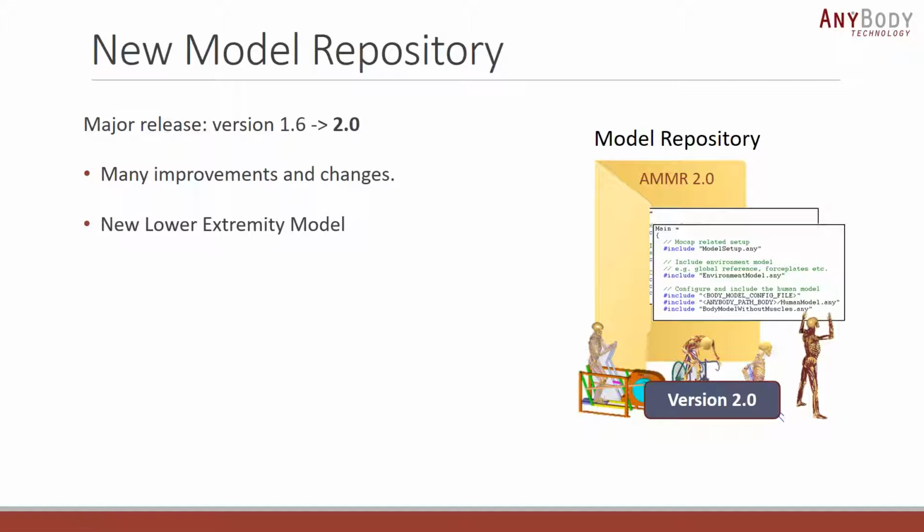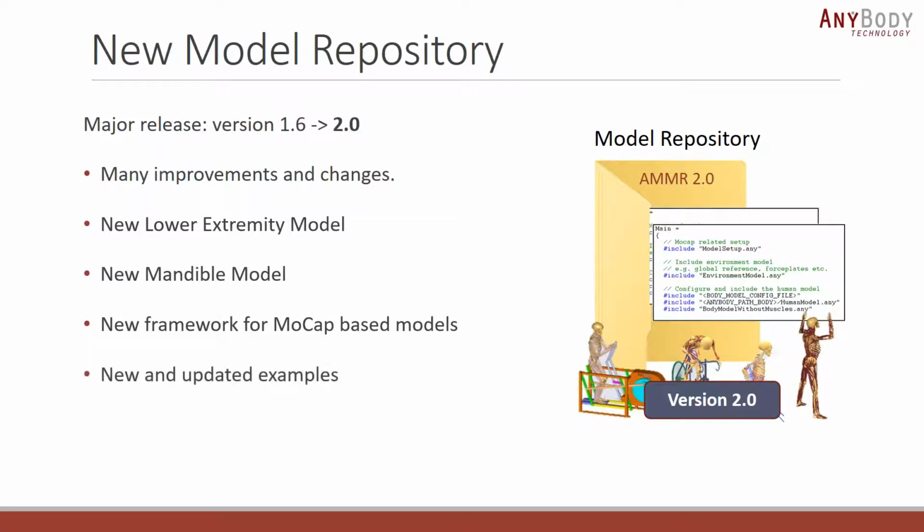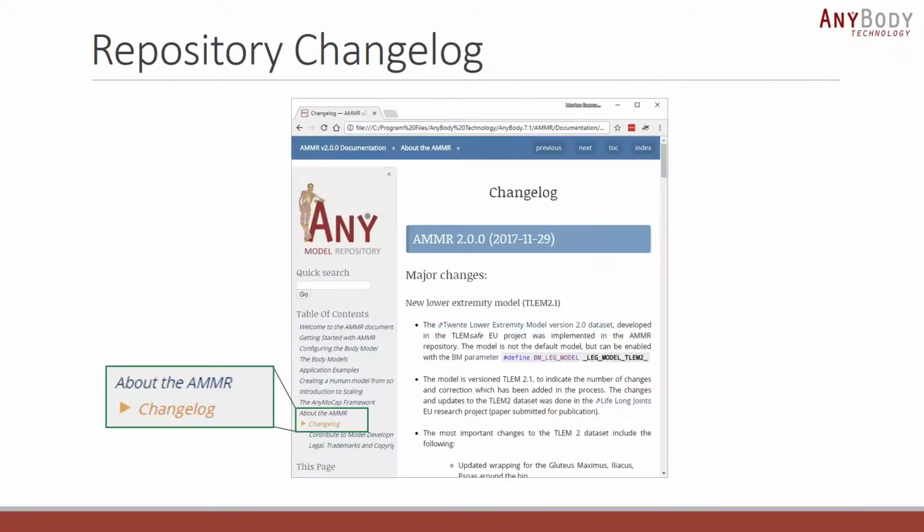And what we're going to talk about today is a new lower extremity model that is included in the model repository. We're going to talk about the new mandible model and a new framework for doing MoCap-based models. And there are also some new and updated examples in the model repository. But there are many more things than this. And to get the complete list in the AMMR documentation, you can find a changelog.